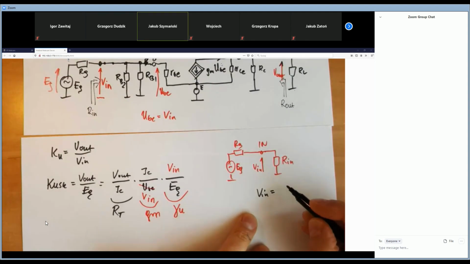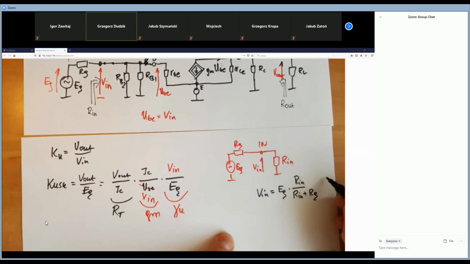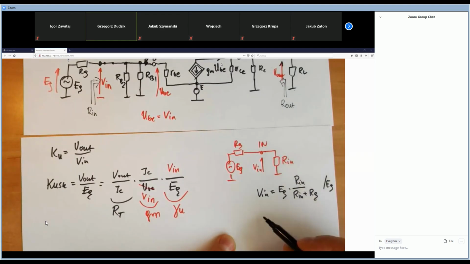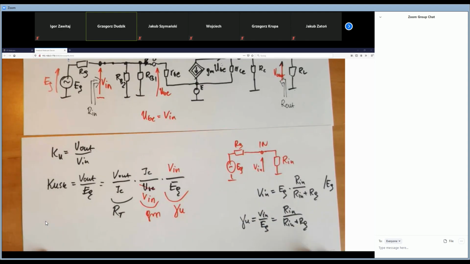IG, times R in by R in plus RG. And look, if I divide both sides by EG, I've got the V in over EG, which is equal to R in over R in plus RG. And in fact, V in over IG, it is gamma U. Okay?